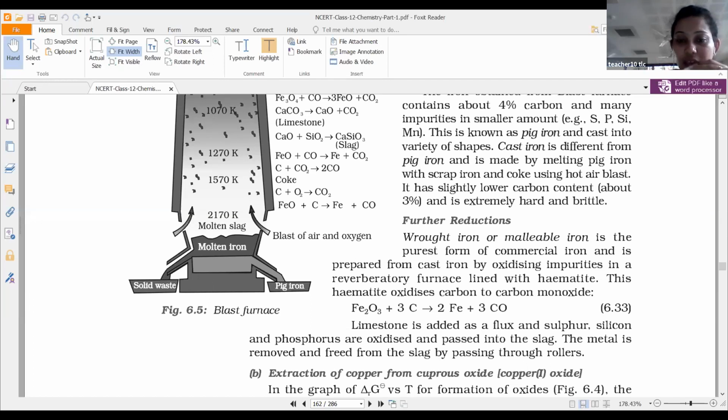In wrought iron, is carbon removed, ma'am? In wrought iron, carbon is actually there. 1% carbon will be there. So all those can be removed in the fourth step. Now, wrought iron is the commercially purest form. Students, write down this: wrought iron is the commercially purest form of iron.